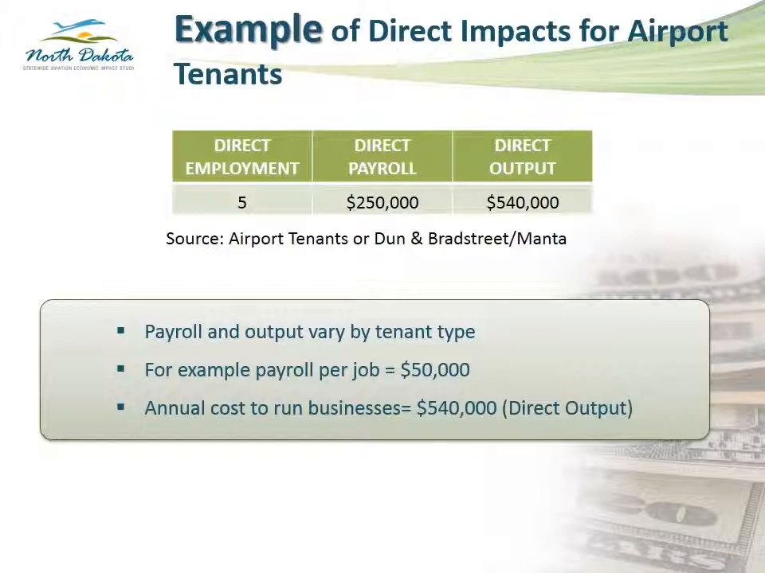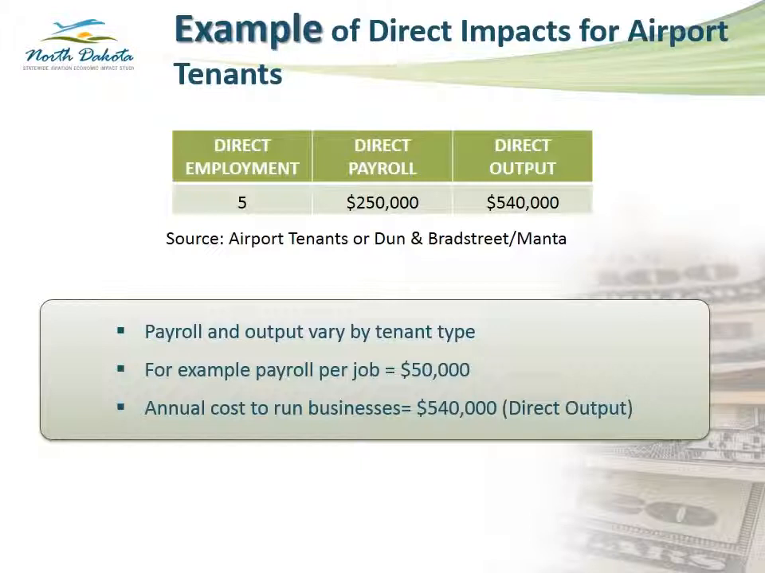Tenant impacts were combined to protect the confidentiality of information the tenants provided. The technical report has a list of reported tenants and the number of direct jobs assigned to each tenant, if you need to further dissect your airport's reported tenant impacts. In this example, the $250,000 in direct payroll is the annual salary reported for all 5 jobs. The $540,000 in direct output is the combined operating budgets for all tenants.